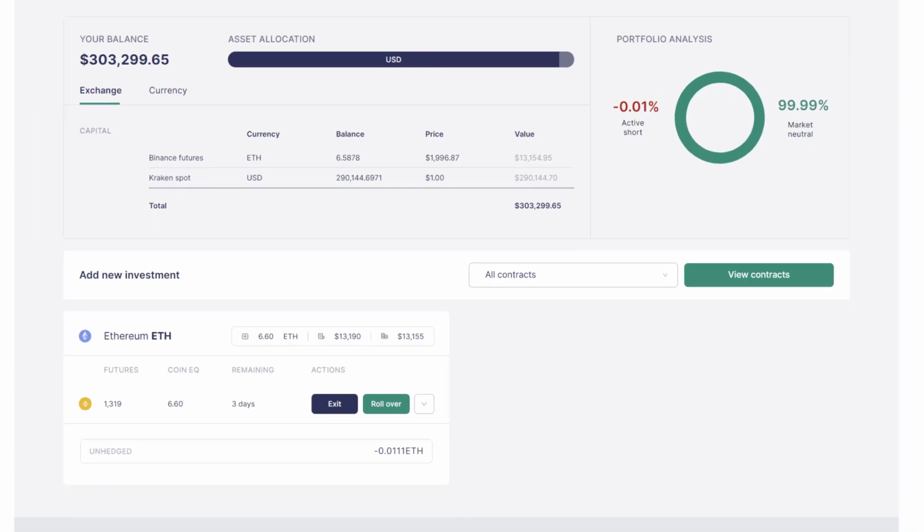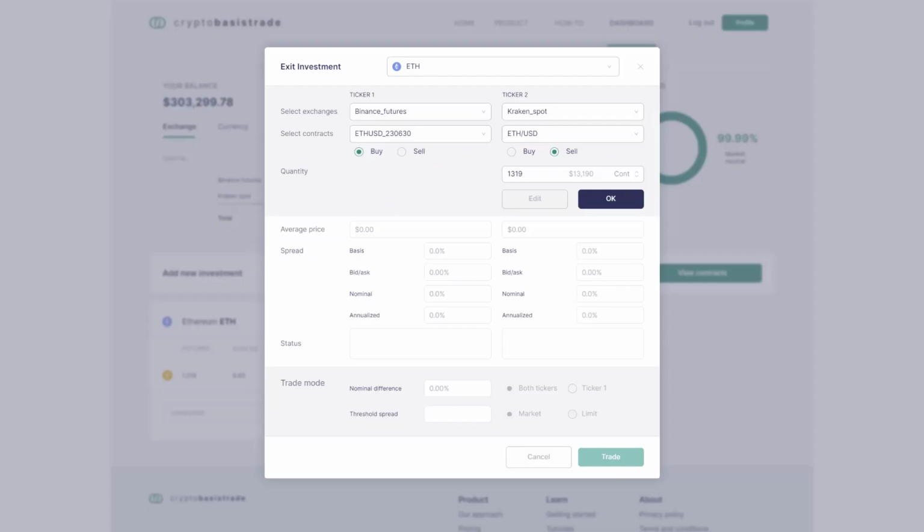We will now close out all of our futures contracts. This will be a single leg trade. Check the parameters. Buy June contracts. Put the remaining balance of contracts into the quantity field. OK. Ticker 1 mode. And trade.